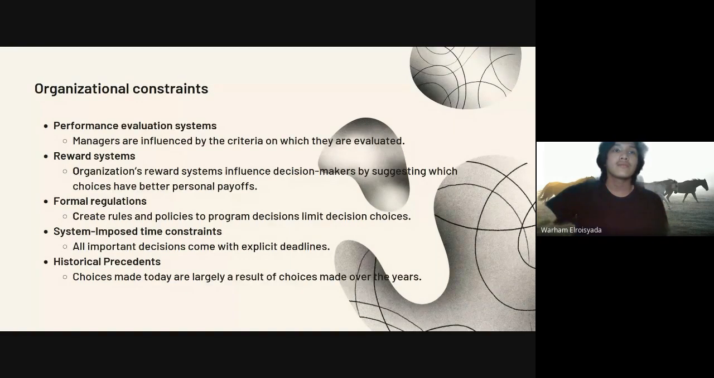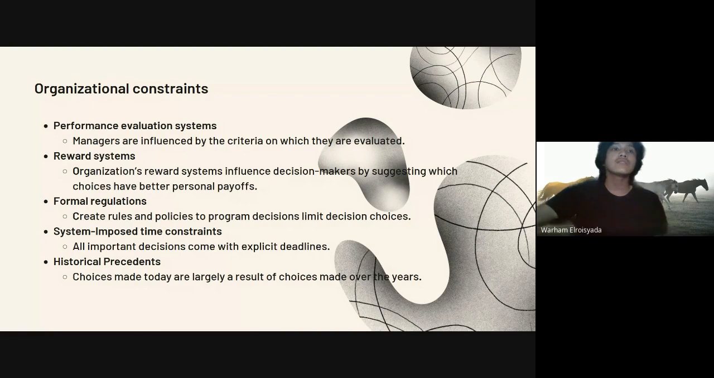And then we have organizational constraints. Organizations can constrain decision makers, creating deviation from their rational model. For instance, managers shape decisions to reflect the organization's performance evaluation and reward system, to comply with formal regulations, and to meet organizationally imposed time constraints.